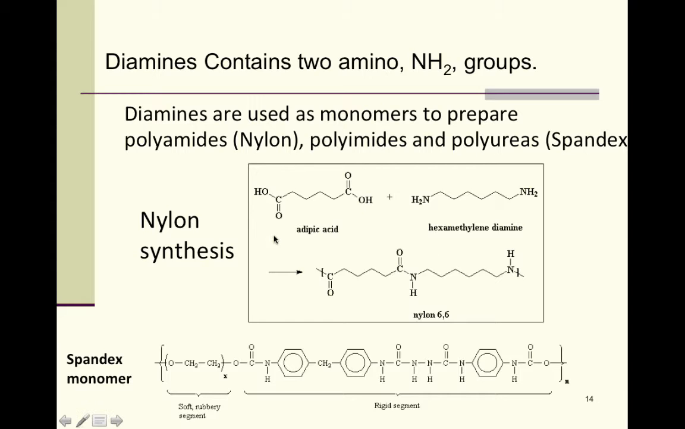So this is nylon synthesis, and then I was curious about spandex. They talked about polyureas, and this is a monomer of spandex, and it shows us that this section through here is the soft rubbery part that gives spandex its elasticity, and this is the rigid segment. So I offer this slide to you as an interest slide. You are not going to be responsible to write out the reactions of this or write out the monomers of this. Again, I wanted to show you some real-life examples of nitrogen.